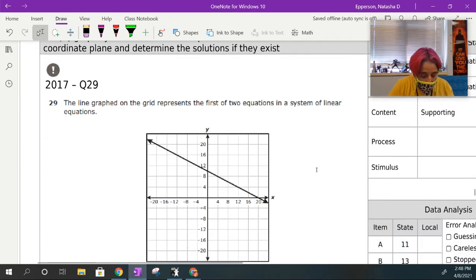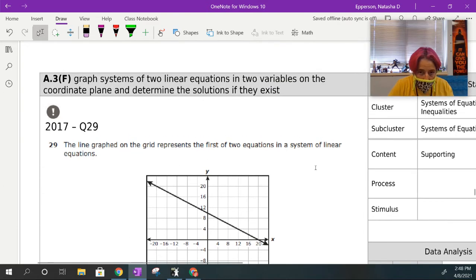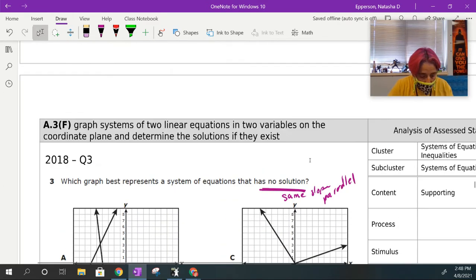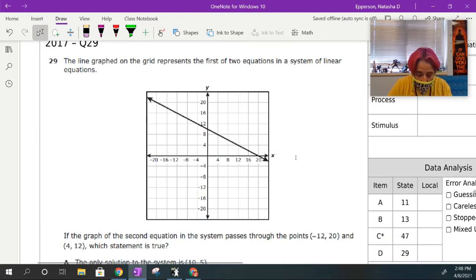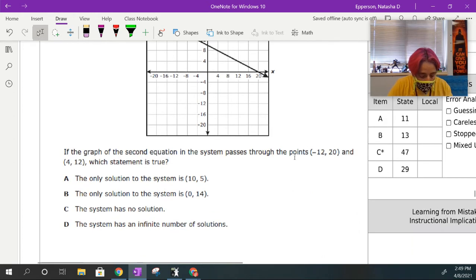All right, same question, 3F. Yep, I was making sure we were on the same question. All right, the line graph on the grid represents the first of the two linear equations. If the graph of the second equation passes through the points, this one here and this one here, which of the statements would be true?